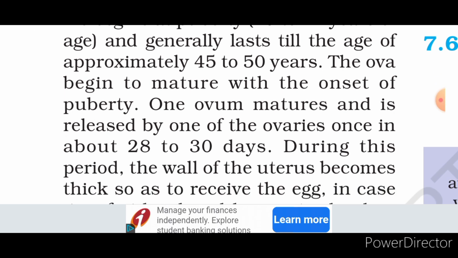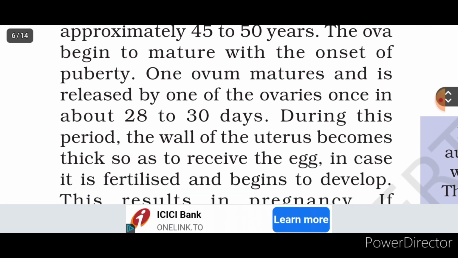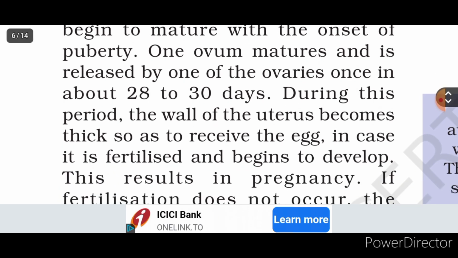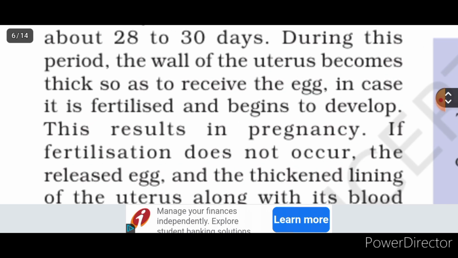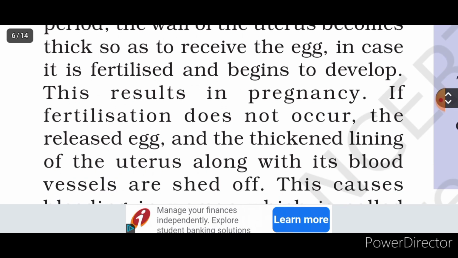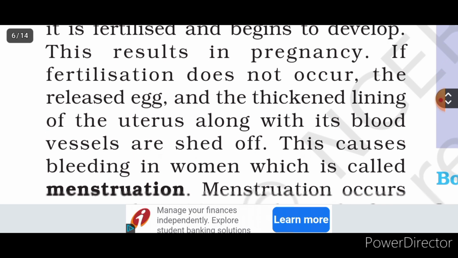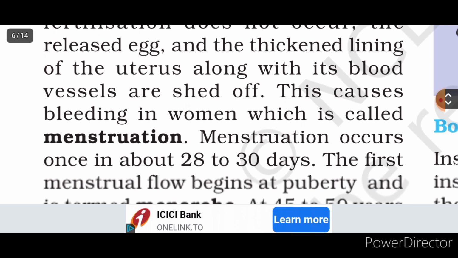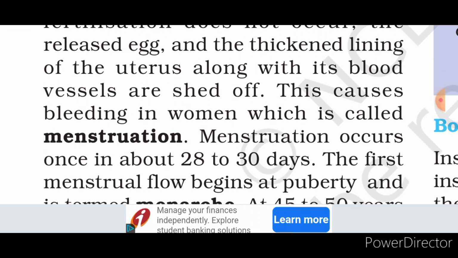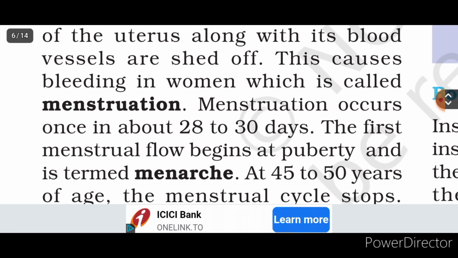The ova begin to mature with the onset of puberty. One ovum matures and is released by one of the ovaries once in about 28 to 30 days. During this period, the wall of the uterus becomes thick so as to receive the egg in case it is fertilized and begins to develop. This results in pregnancy. If fertilization does not occur, the released egg and the thickened lining of the uterus, along with its blood vessels, are shed off. This causes bleeding in women, which is called menstruation.